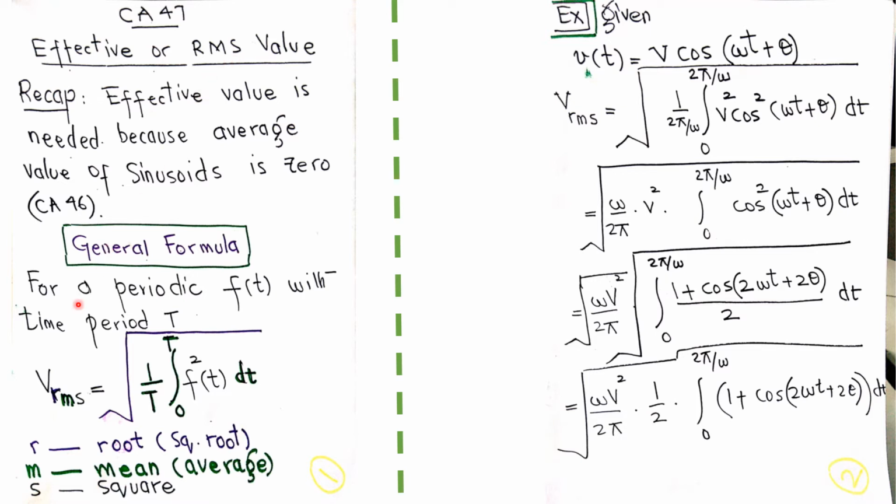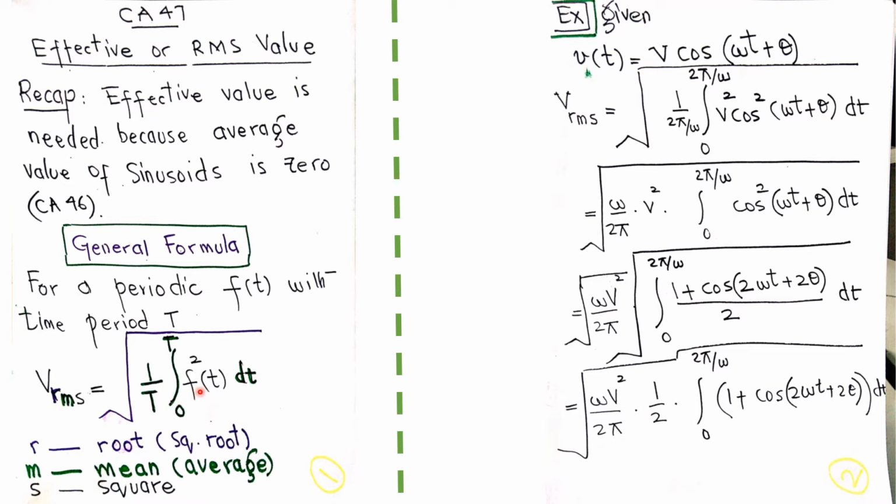General formula for computing RMS or effective value of a signal that is periodic. It may not be sinusoid, but it's a general formula for any periodic function f of t. That is, we work in reverse order. RMS, root, mean, square. When working in reverse order, we'll first compute square, then mean, which means average, that we computed in our last lecture 46, and then we'll compute root, which means square root.